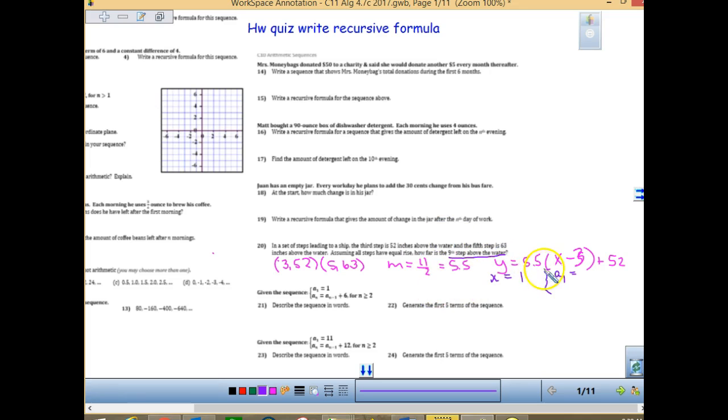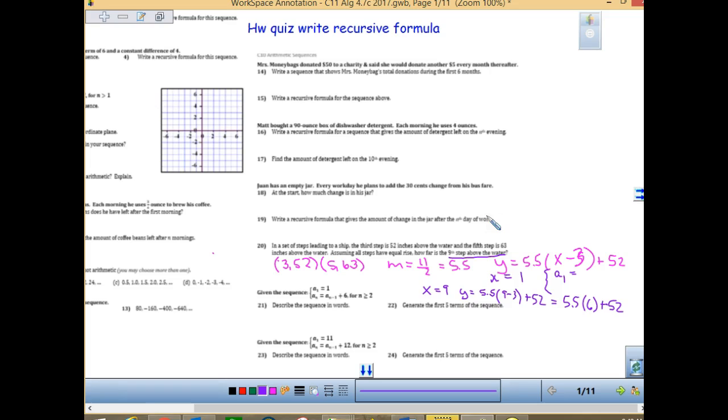So at this point in this equation right here, you can simply take x equals 9. And if you distributed that out, that's fine, but you wouldn't have to. You can just go y equals 5.5 times 9 minus 3, which is 6, plus 52. And you would have had 5.5 times 6 plus 52 to get that answer, which came out to be 85. So that's where that 85 came from.